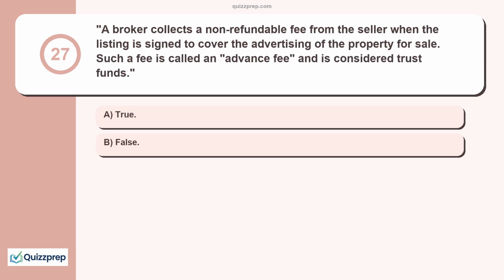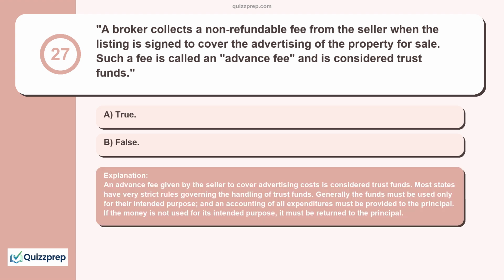Question 27. A broker collects a non-refundable fee from the seller when the listing is signed to cover the advertising of the property for sale. Such a fee is called an advance fee and is considered trust funds. True. False. An advance fee given by the seller to cover advertising costs is considered trust funds.